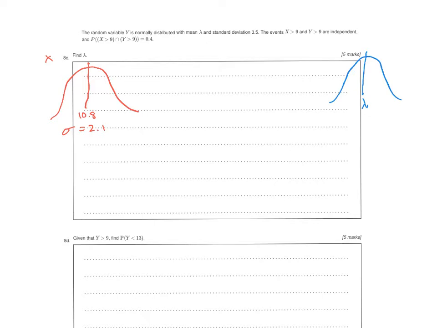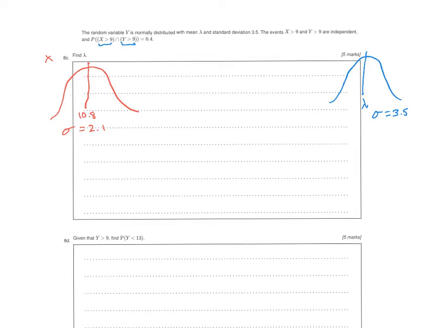And it has a standard deviation of 3.5. It tells us that these two events are independent events, and it gives us the probability of the intersection. Well, there is a formula from your formula sheet for independent events, and so that's the first thing I'd recommend that you do, is to take a look at that.